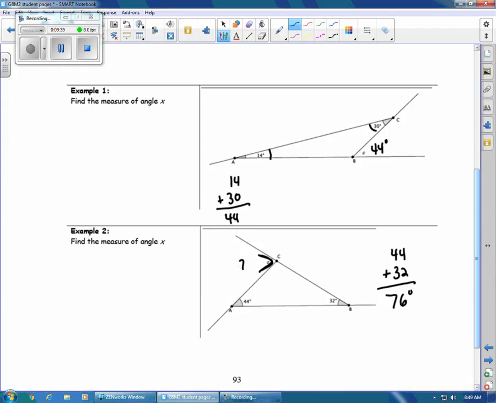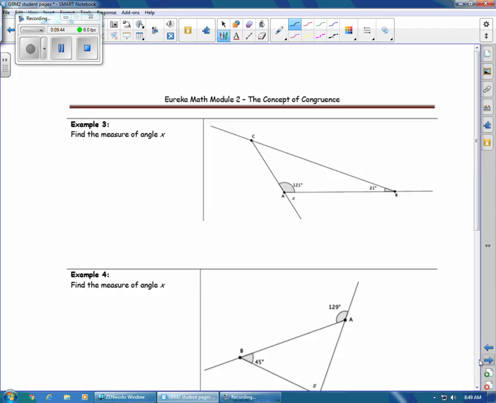So this one is going to be 76 degrees. Example 3, they're asking us to find this angle. Now don't be fooled here. This is a straight angle. I know a straight angle has 180 degrees in it. So I don't need to add my two interior angles together. I need to take 180, subtract 121, and I'm going to get that missing angle there. So that is going to be 59 degrees.